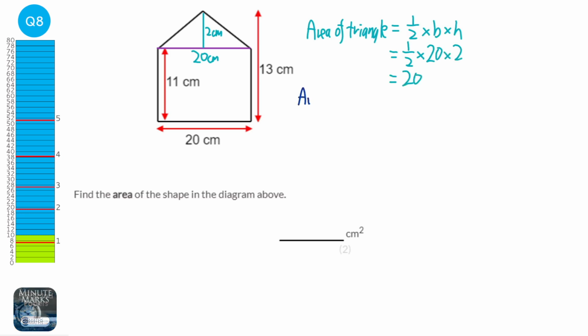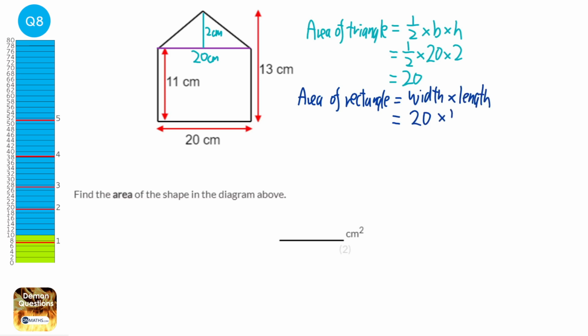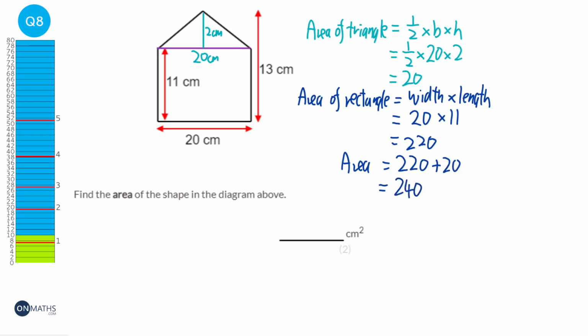Now let's work out the area of the rectangle. And that's just going to be the width times the length. Width is 20. The length is 11, so that would be 220. Then to work out the total area of the whole thing, we're just going to add those together. So 220 plus 20, which is 240. The units are all in centimeters, and so the area units will be centimeters squared.